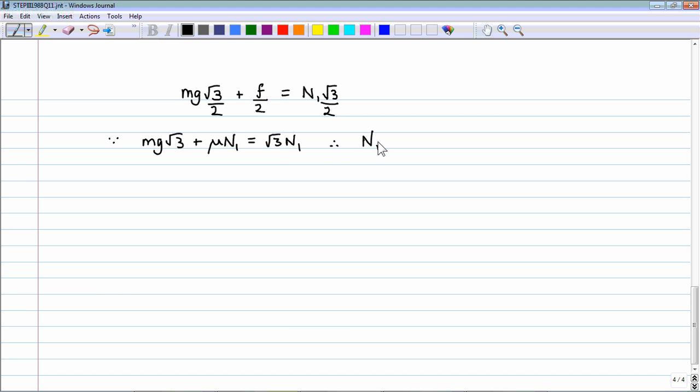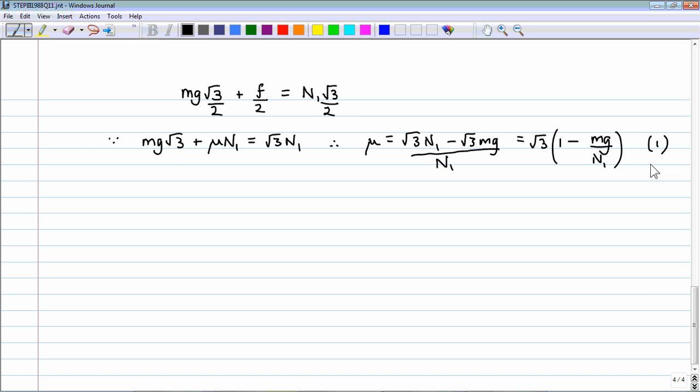So sorry, we need a formula for mu. Mu is root 3 N1 minus root 3 mg all over N1. So that's root 3 times 1 minus mg over N1. Let's call that equation 1.